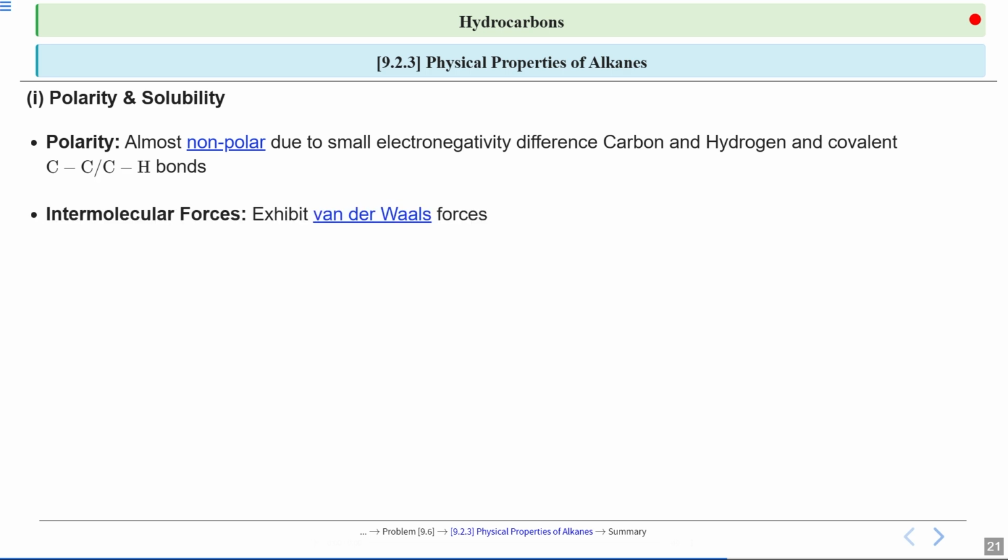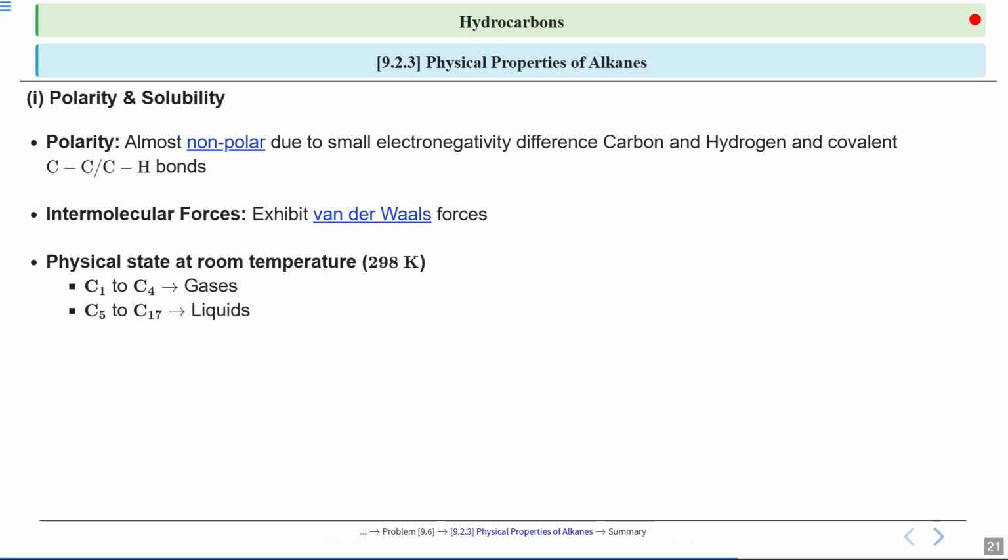The only intermolecular forces present in alkanes are van der Waals forces. These are weak forces that occur between molecules, which is why alkanes have relatively low boiling and melting points compared to polar compounds. Now let us look at the physical state of alkanes at room temperature, which is 298 Kelvin. This will help us understand how their molecular size affects their state. From C1 to C4, such as methane and butane, they are gases at room temperature. This is due to their small size and weak van der Waals forces.